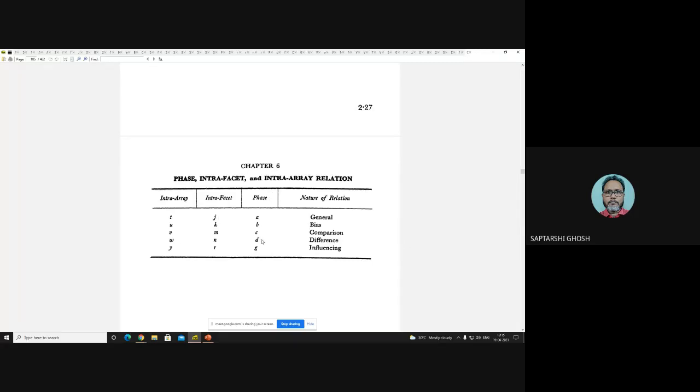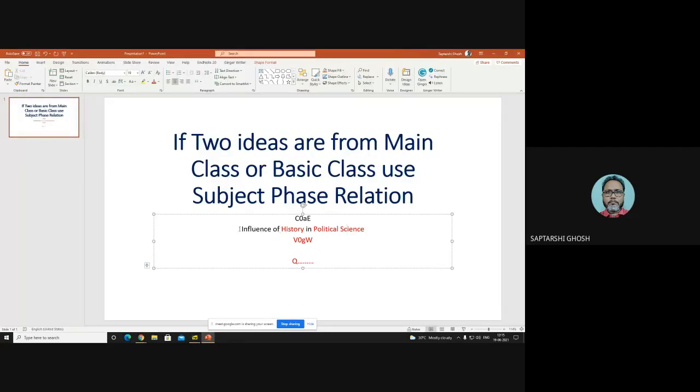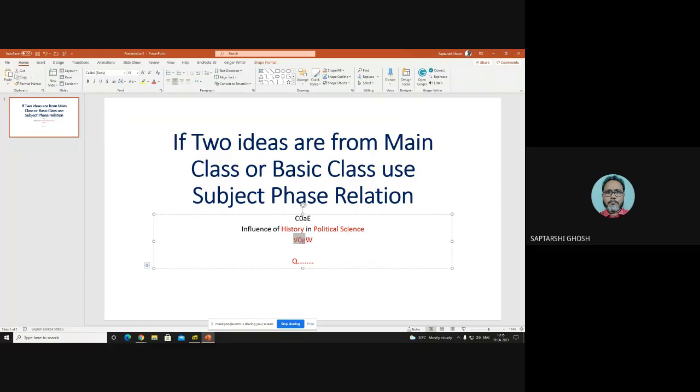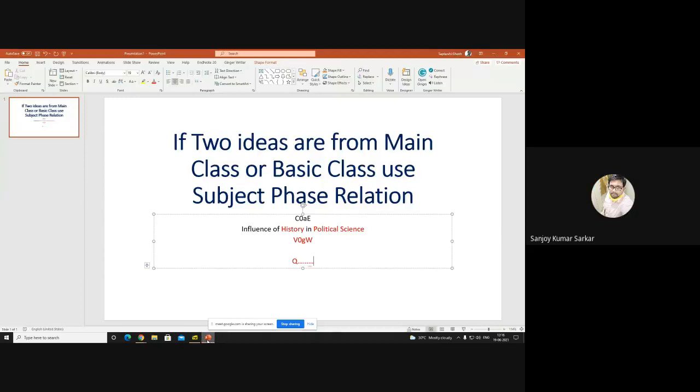So in our case, whenever we talked about influence of history and political science, history is a subject as well as politics is a subject. So we used this phase relation and influencing, that is G. But in our case, this is actually the relationship between Hinduism and Buddhism, but both belong to one class only. And that is why it cannot go to the subject phase relation. It should come under intra-facet. Facet means both the numbers are coming from the same facet. Okay, so that's the intra-facet. Okay, now it's clear.